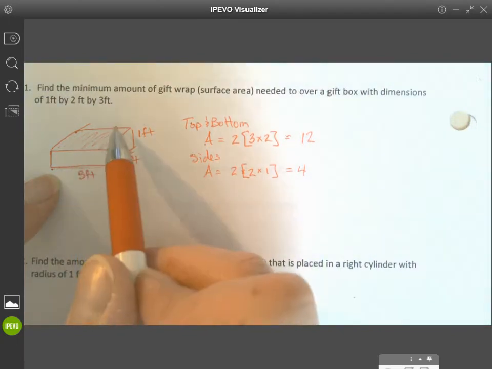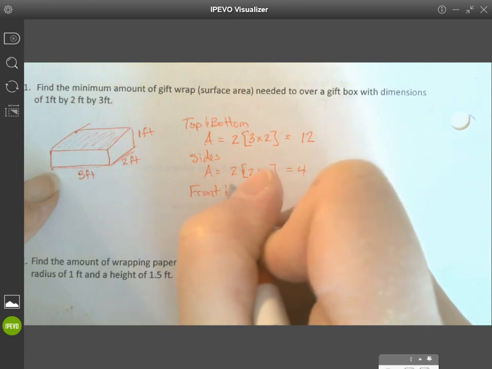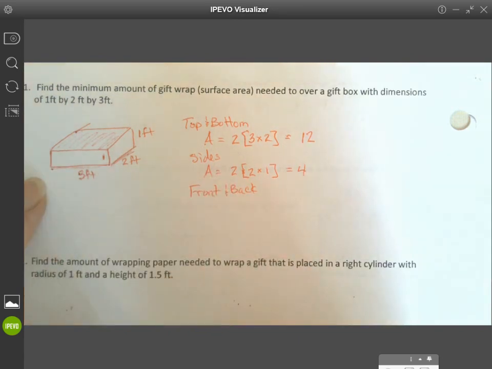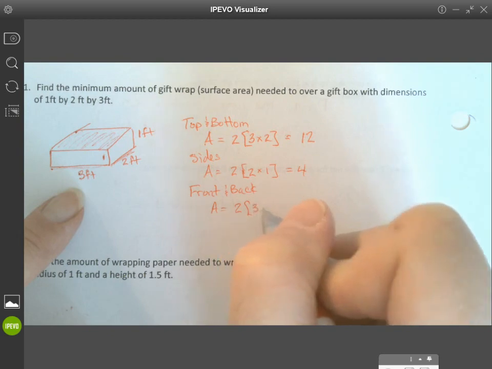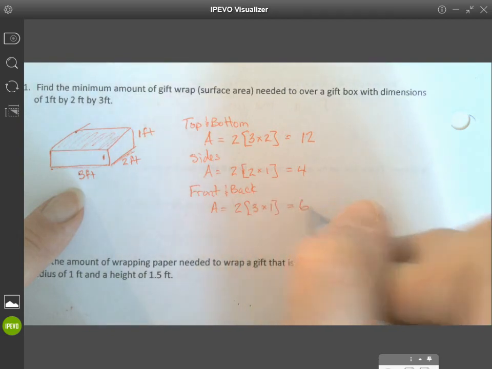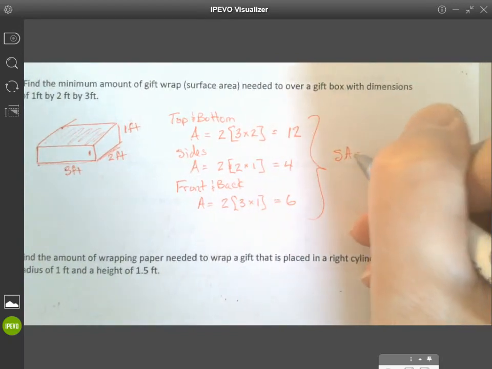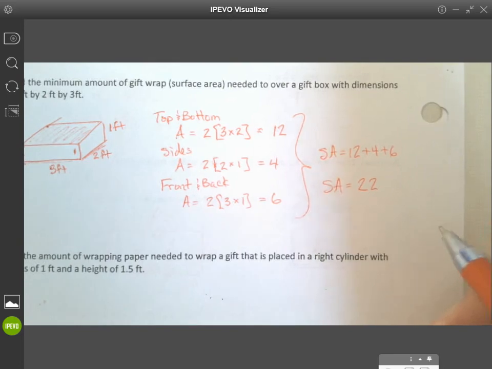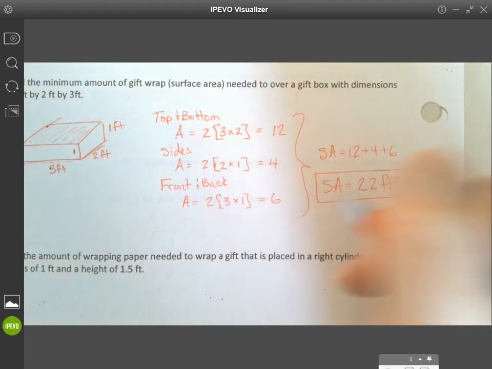And then I'm going to call this the front and the back, like what's facing us. Front and back. Well, the front is 3, and isn't this also 1 foot tall? So I have 2 of those, 2 front and back. So 3 by 1, which is 6. So add these areas together to find the surface area. 12 plus 4 plus 6. So the surface area is 22 what? Feet squared. And there you go.